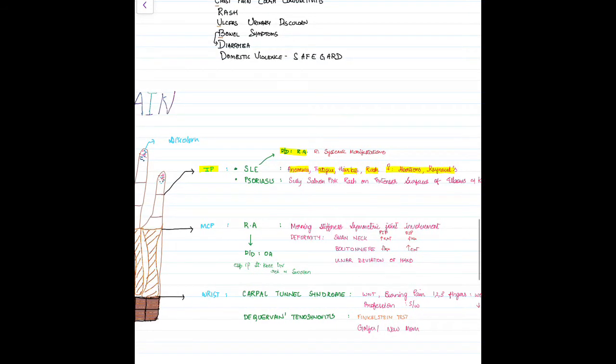Now come to the metacarpophalangeal joints. The diagnosis is rheumatoid arthritis. So there is no surprise over here. We have to ask about morning stiffness for rheumatoid arthritis.